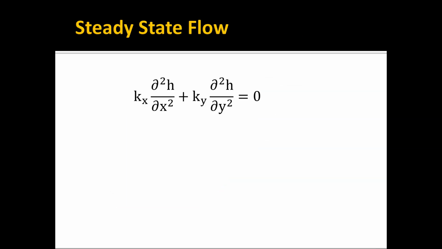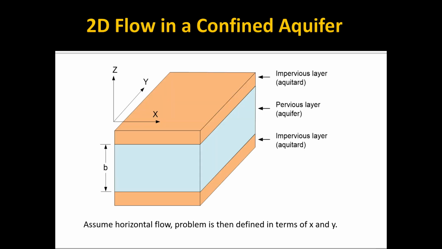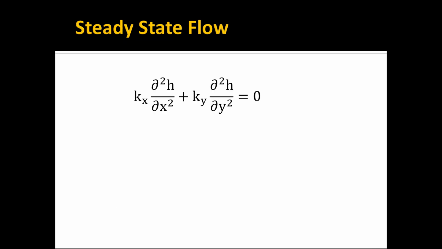So if we go back to our general equation that we derived, we just eliminate the z term, since we're only looking at flow in x and y. And by the way, in a confined aquifer, you do primarily have horizontal flow. If you're near a well, you're going to get some vertical flow, but assuming it's homogeneous, the flow is going to be primarily in the horizontal direction. So it's a pretty safe assumption.